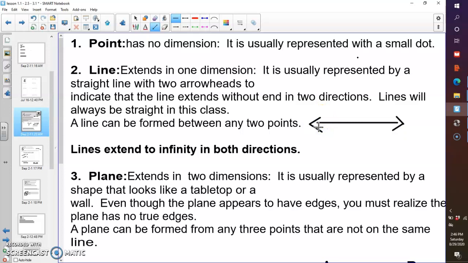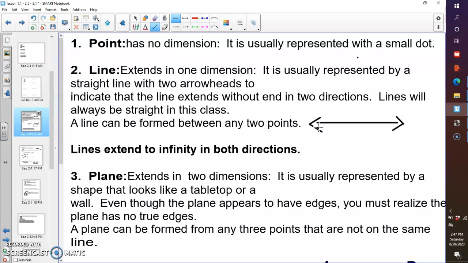The next thing we need to understand about a line is it's always straight. It can be diagonal, it can go up and down, it can go right to left, but lines in this class will always be straight. There's another form of geometry you can learn in college where lines don't have to be straight, but for our purposes right now, lines will always be straight. They will always go on in either direction to infinity.